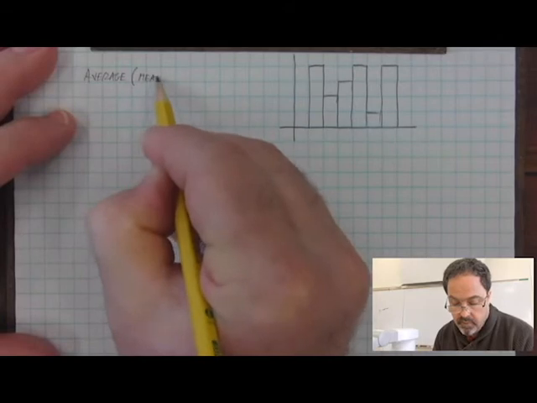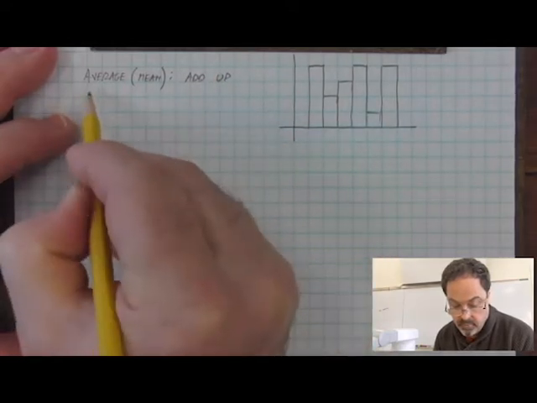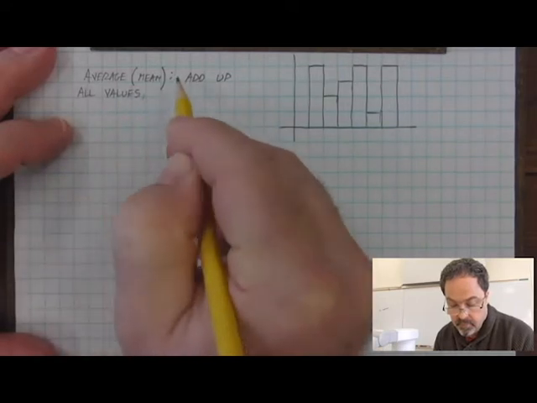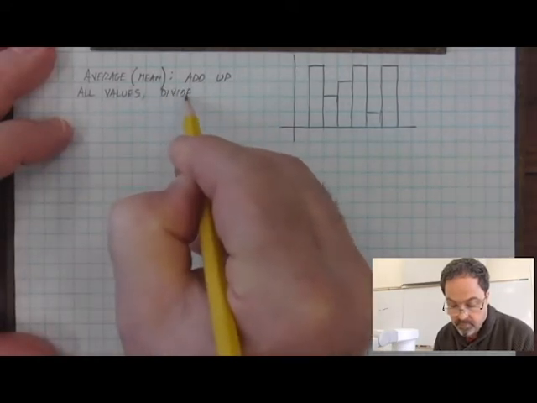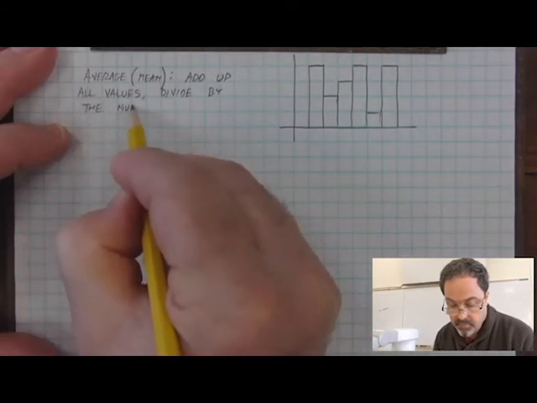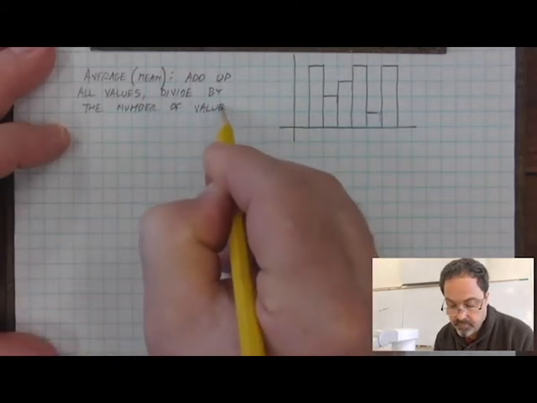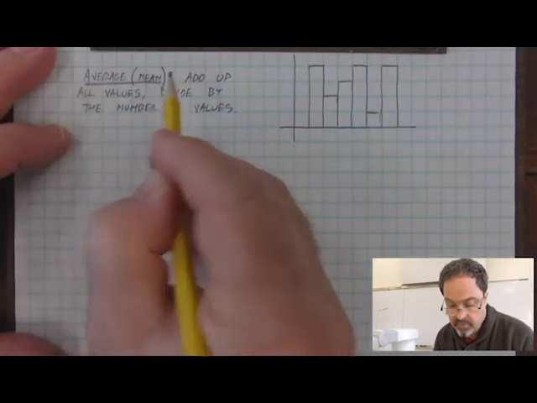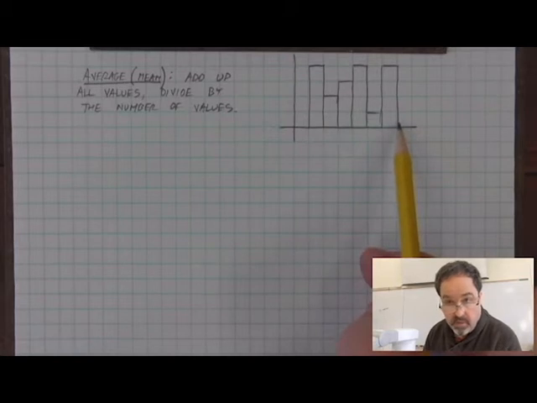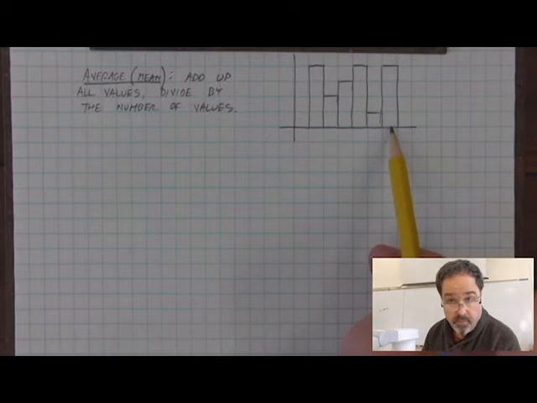and another name for average is mean, of course, is to add up all values and then divide by the number of values. This is how a mean is calculated. In this case, we have 6 values, and we would add up 4, 2, 3, 4, 1, and 4, and then divide by 6.